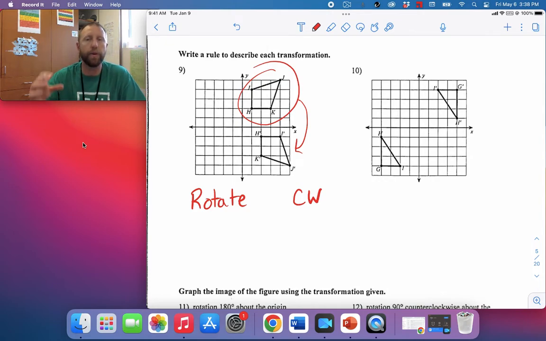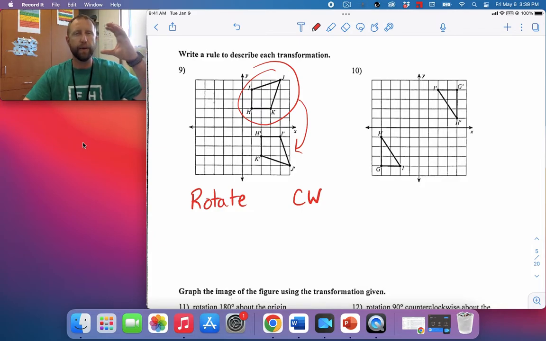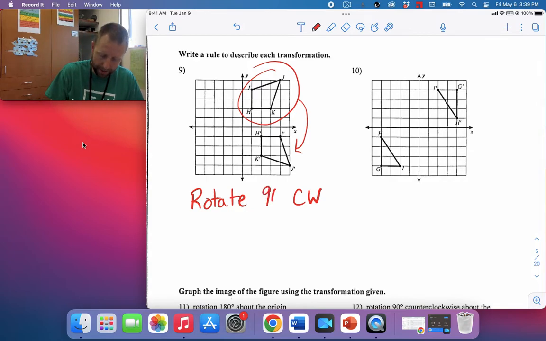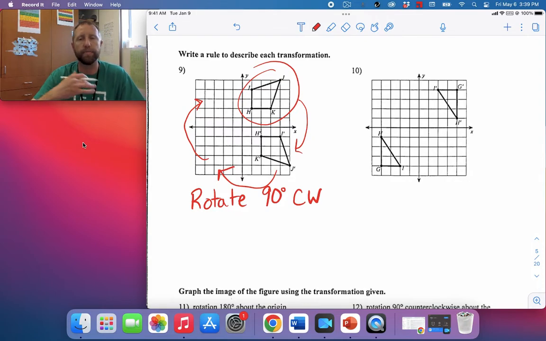How many degrees did I go? I went from this upper right quadrant, quadrant 1, down to quadrant 4. So I just moved 1 quadrant away. That's 90 degrees. Okay, so I went 90 degrees clockwise. If I would have gone another quadrant over, that would have been 180 degrees. And if I would have gone even one more quadrant over, that would have been 270 degrees. So go ahead, pause the video, try number 10.